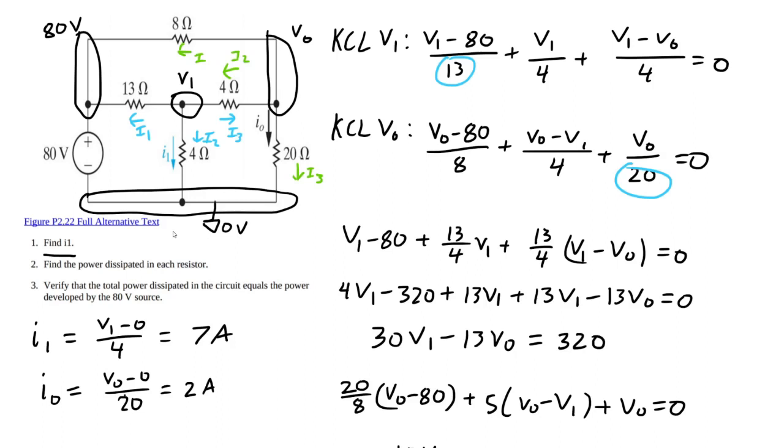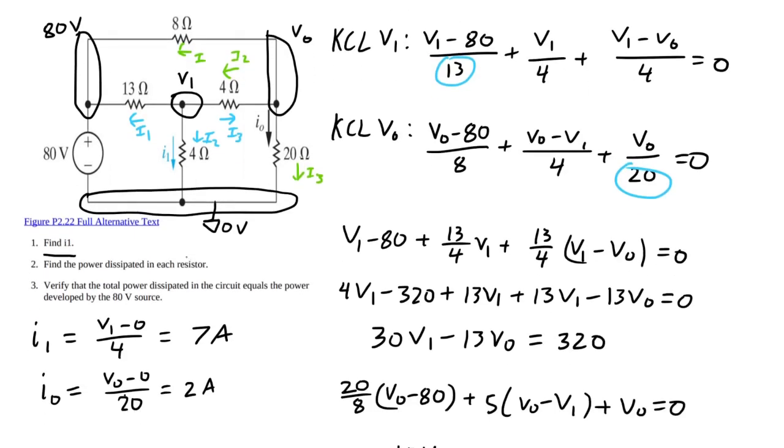Alright, so let's solve for, actually, we can just do voltage drops. We don't even have to find the other currents for finding the power. Okay, so the power dissipated in each resistor, we're going to do that one by one.